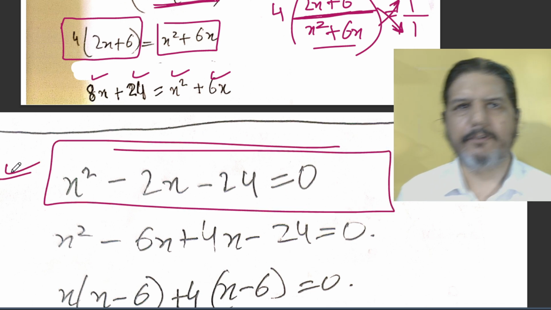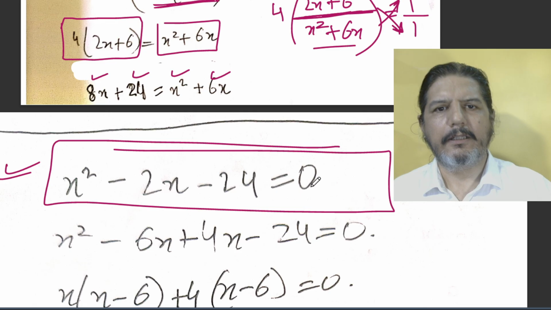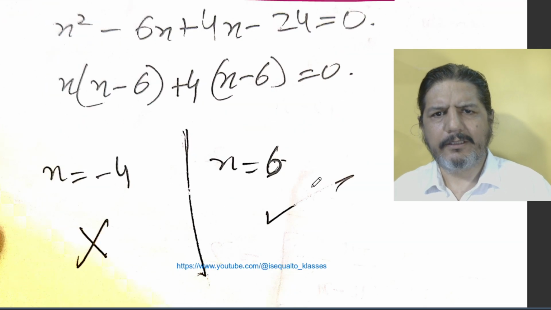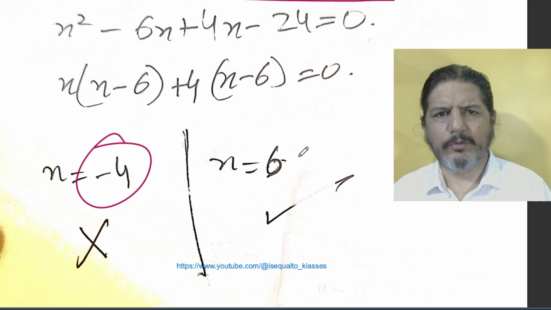Now I have discussed this many times before. These kinds of equations can be solved by splitting the middle term. By splitting the middle term, you get these two answers, minus 4 and 6.